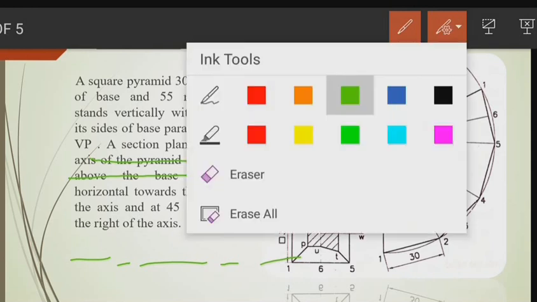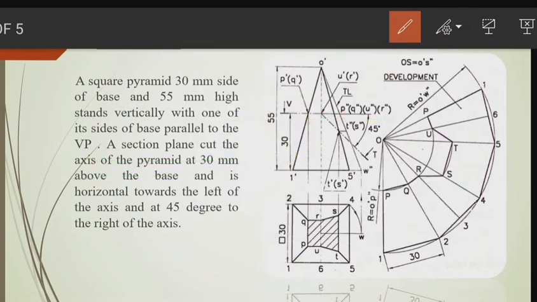So you can see here this line is the section line, above the 30 mm. You take the 30 mm height from the base, from the bottom, and then mark it as a line. And it is said that it is horizontal towards the left of the axis.